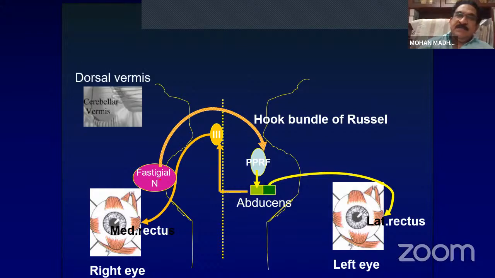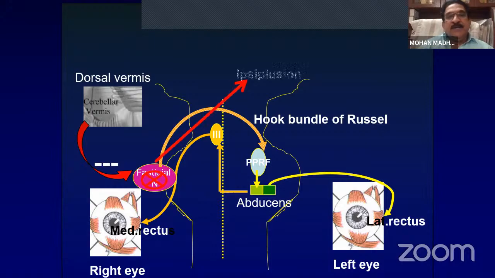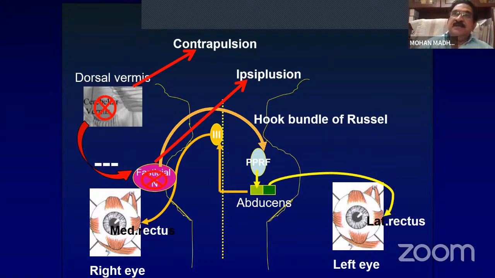So this vestibular nucleus is in turn inhibited by the dorsal vermis. So in lesions of the dorsal vermis, what you get is exactly the opposite. It's already told the vestibular nucleus lesion produces ipsipulsion; a dorsal vermis lesion will produce contrapulsion. So this is how the pulsions are produced. The main action of the vestibular nucleus is putting a braking action.